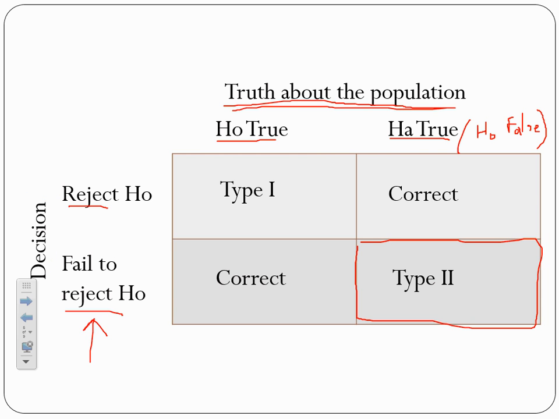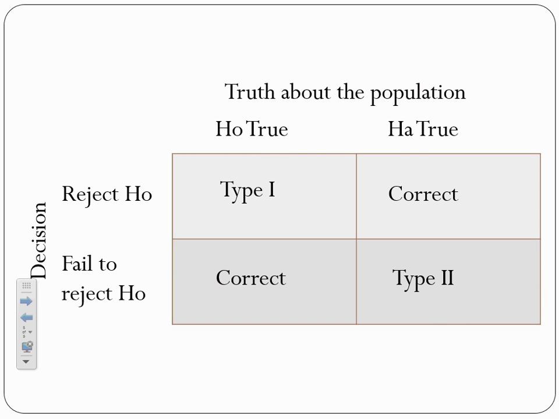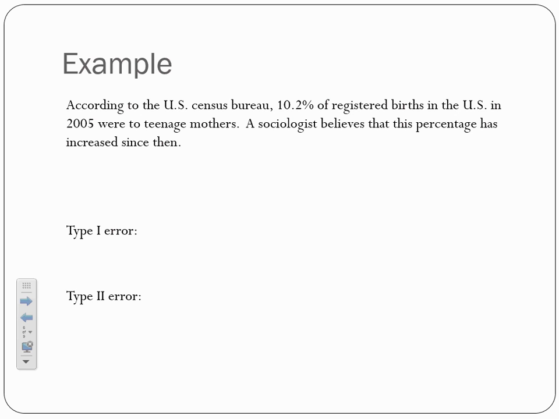This table has proven to be the go-to way for a lot of people to understand and to get the right type of errors in the right place at the right time. So for us, if you flip to the back of that page, according to the U.S. Census Bureau, 10.2% of registered births were to teenage mothers. Sociologists believe this has increased.